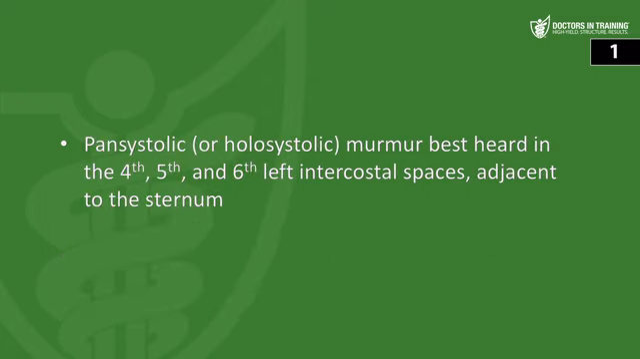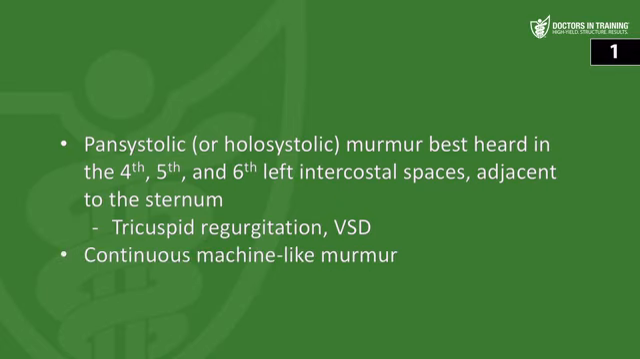A pansystolic or holosystolic murmur at the fourth, fifth, and sixth left intercostal spaces adjacent to the sternum could be either tricuspid regurgitation or a VSD. And then a continuous machine-like murmur is a PDA.